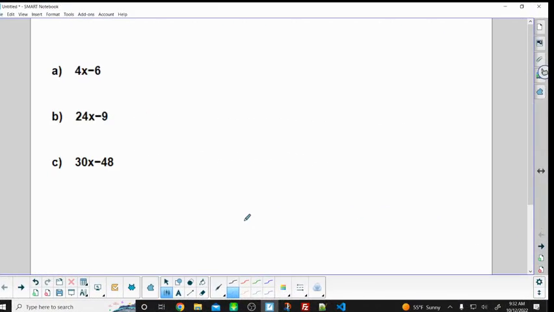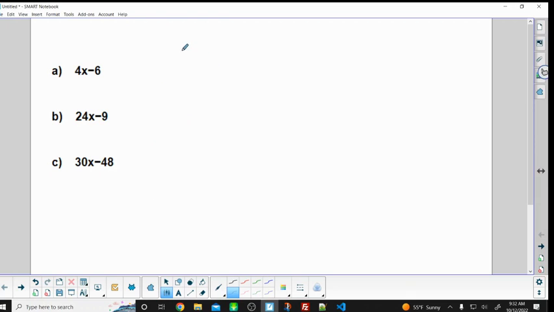In this video, we're going to factor these binomials, finding the GCF and taking that out. And this is the level 2 video. In the level 1 video, when we factored, it was a little bit more obvious what we had to pull out of these binomials. But in this one, you kind of have to think about it a little bit.